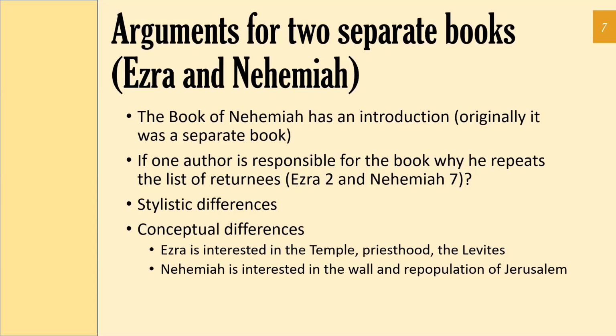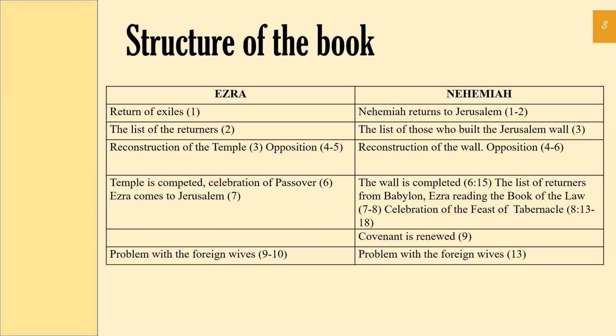But we also have some arguments for one composition. In order to understand this, we need to take a brief look at the structure of the books. If you look at the structure, you can see one interesting detail: the book of Nehemiah is written very similarly to the book of Ezra.